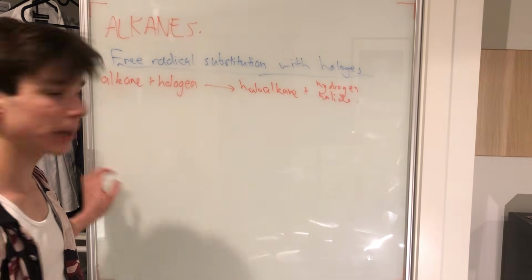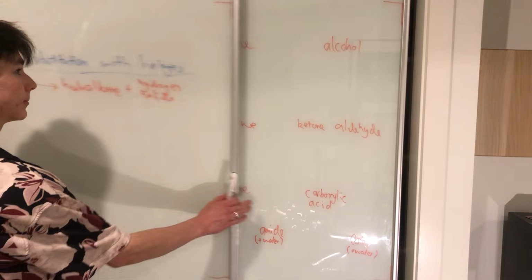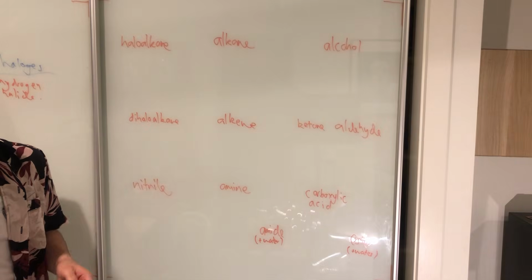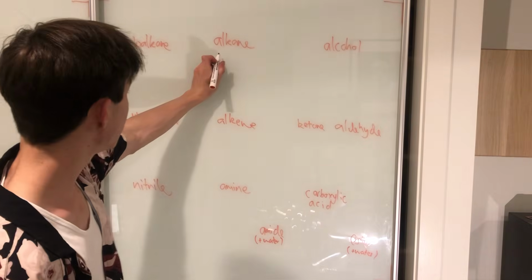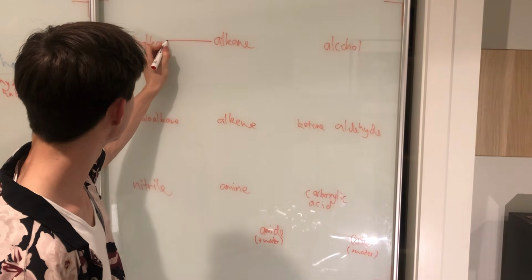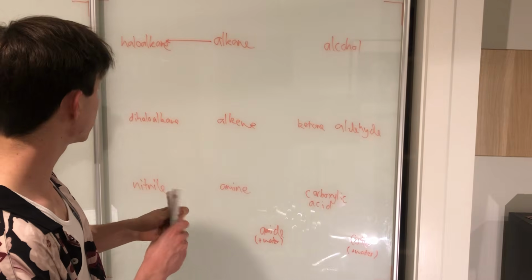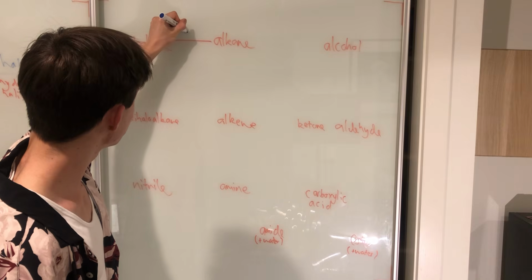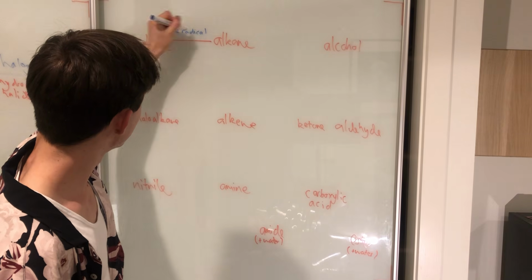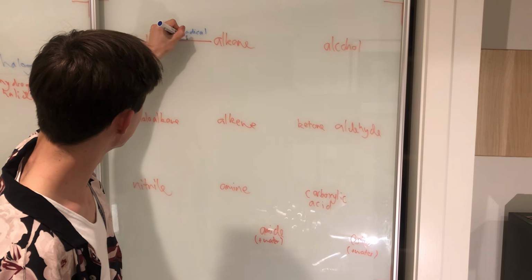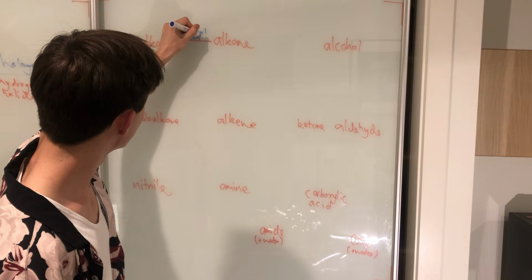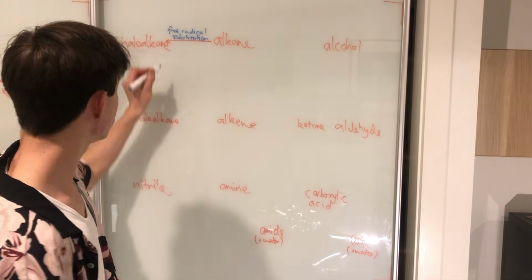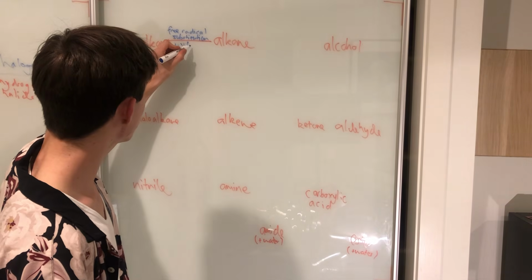Okay, let's put that on the big picture then. We're going from alkane to haloalkane. And that type of reaction is, we're going to call it free radical substitution. And the conditions are, this is important, UV or heat.